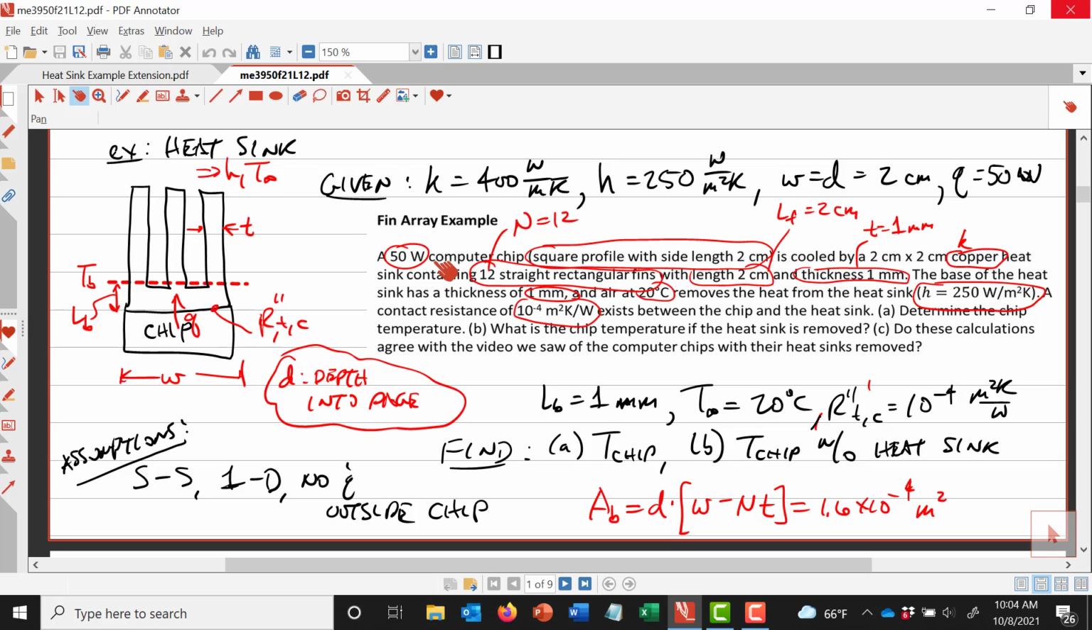So copper is our heatsink, so it's a K of 400. We know h is 250. We have the dimensions, the width and the depth are 2 centimeters. The fins have a thickness at the base of 1 millimeter. We're going to use that here in a minute. And the length of the fins is 2 centimeters.